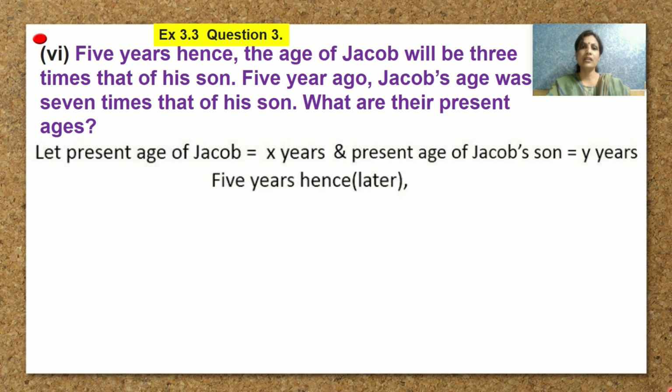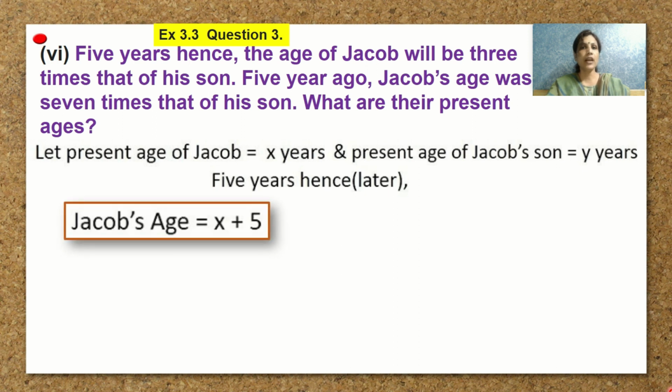Say your present age today is 14 years. What will be your age 2 years hence? Hence means you will be 16 years of age after 2 years. Like that, meaning of hence is either later or after. So based on that, it said 5 years hence, the age of Jacob.